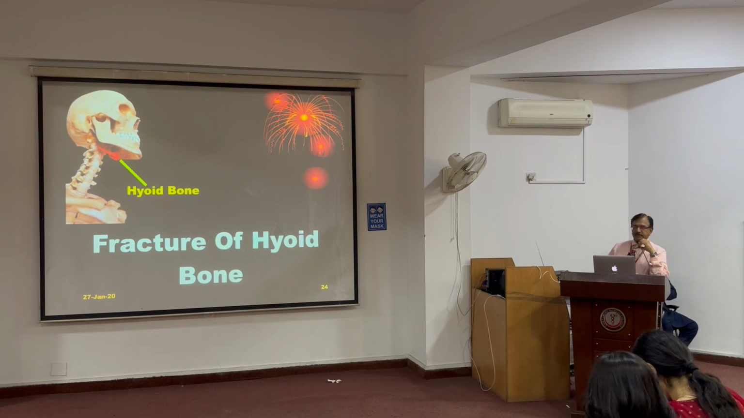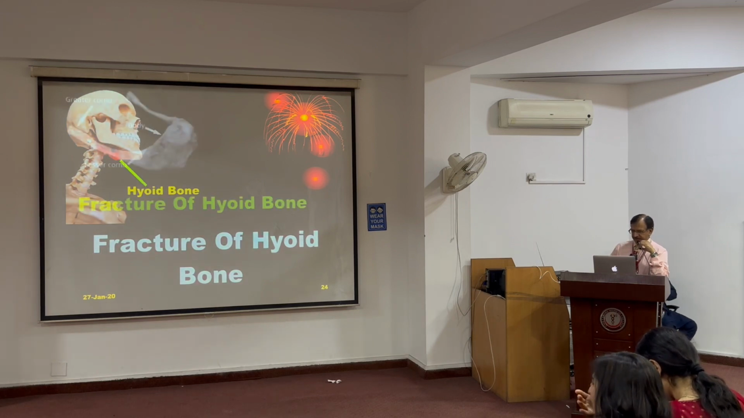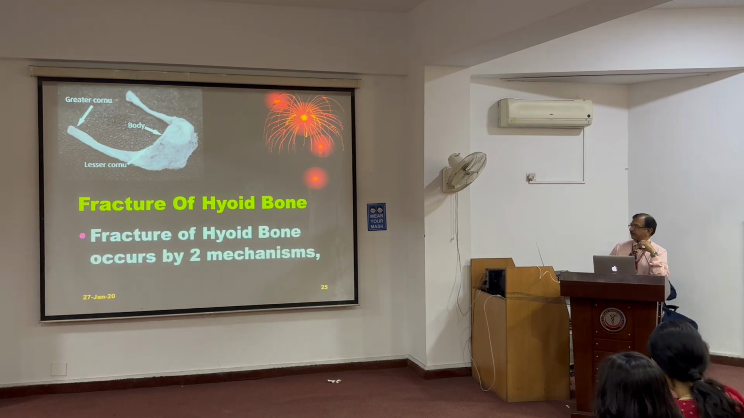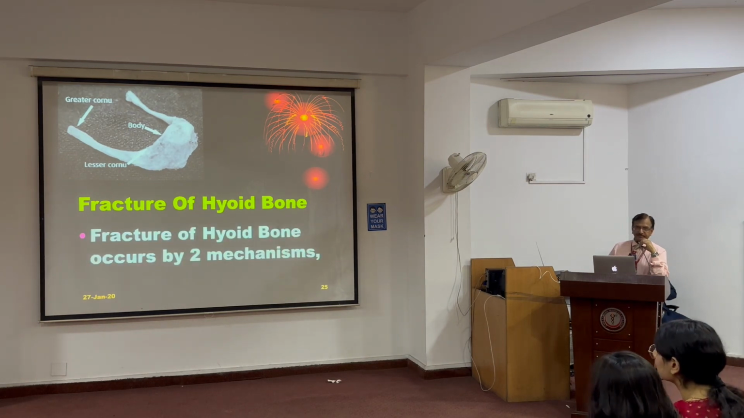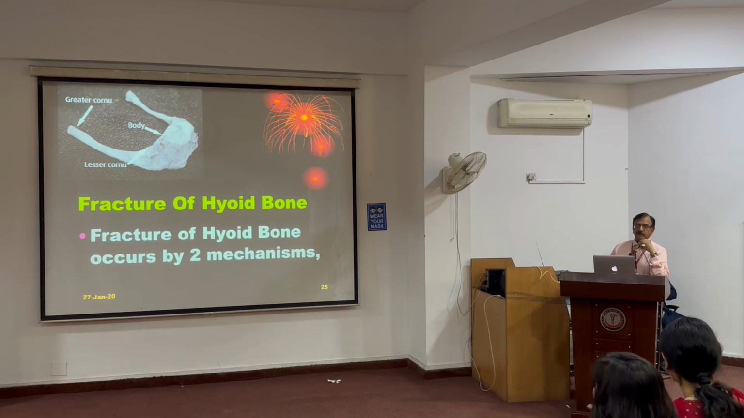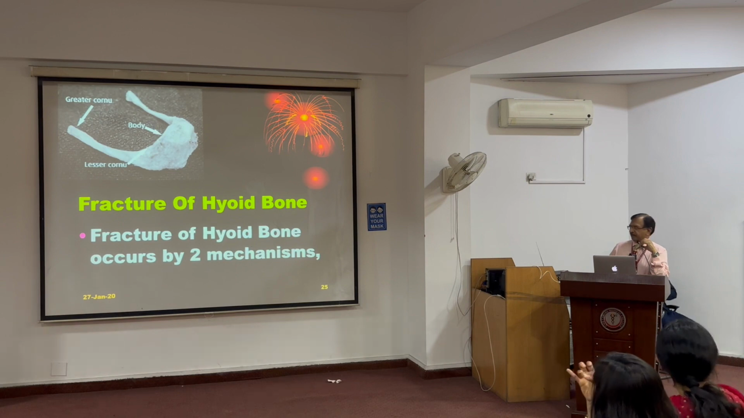Now the next important phenomenon is the fracture of the hyoid bone. The hyoid bone is basically a cartilaginous structure, and this is important when it is ossified, and usually it ossifies after the age of 40, and its fracture gives an idea how the pressure to the neck has been applied.